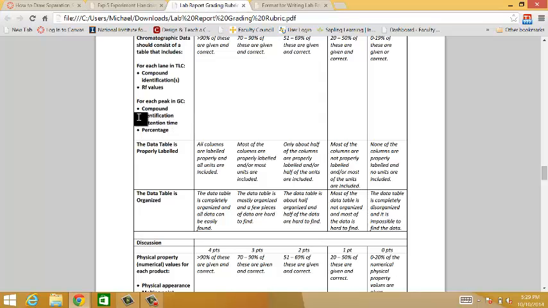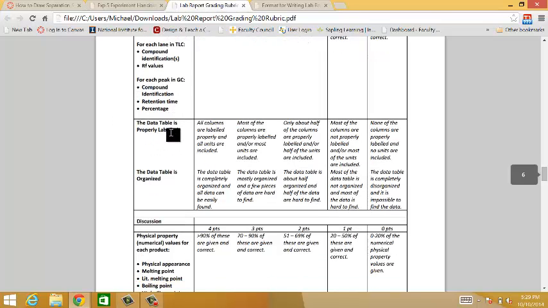So the GC is usually easier to do as a table. The data table is properly labeled. If you do make a table, are all the columns labeled properly, and do you have units in them? Most of them are not properly labeled. And then finally, no data was included.